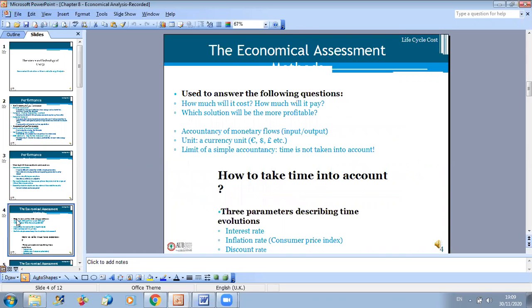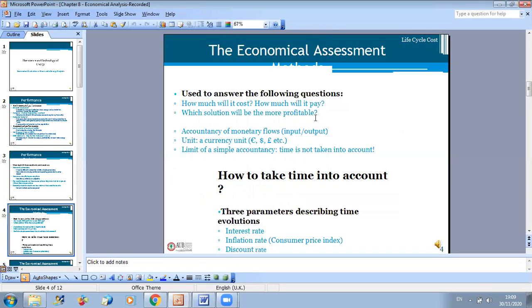Now, in order to do the economical assessment, you should answer several questions. So first, how much will it cost and how much will it pay? So I should know what I should put as investment. I should know what are the costs of maintenance, what are the continuous costs that I should put to ensure the continuous function of my system. And on the other hand, I should know how much money I will gain from it. Okay. And then I can compare several solutions and several projects to decide on the best option on the economical level, and of course on environmental and other levels.